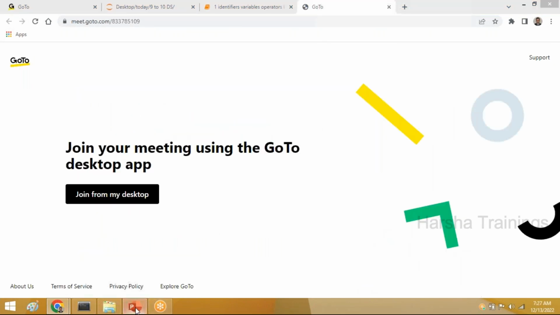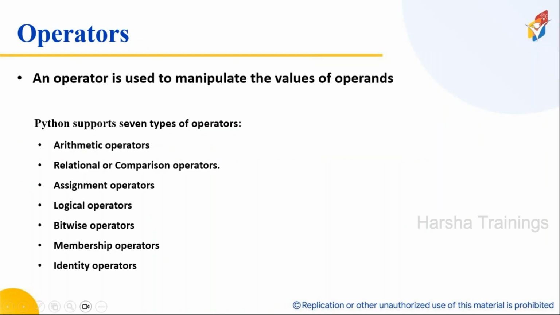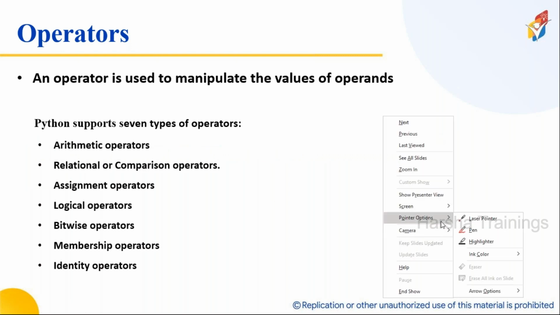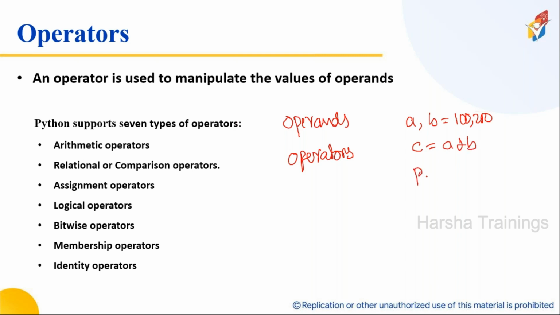Now let me go to the next slide. The next very important point we must know is operators. There are two things: operands and operators. If I declare a equal to 100, b equal to 200, and write c equal to a plus b, print c, everyone knows this will become 300. Here a, b, c are called operands, and plus and equal to are called operators.